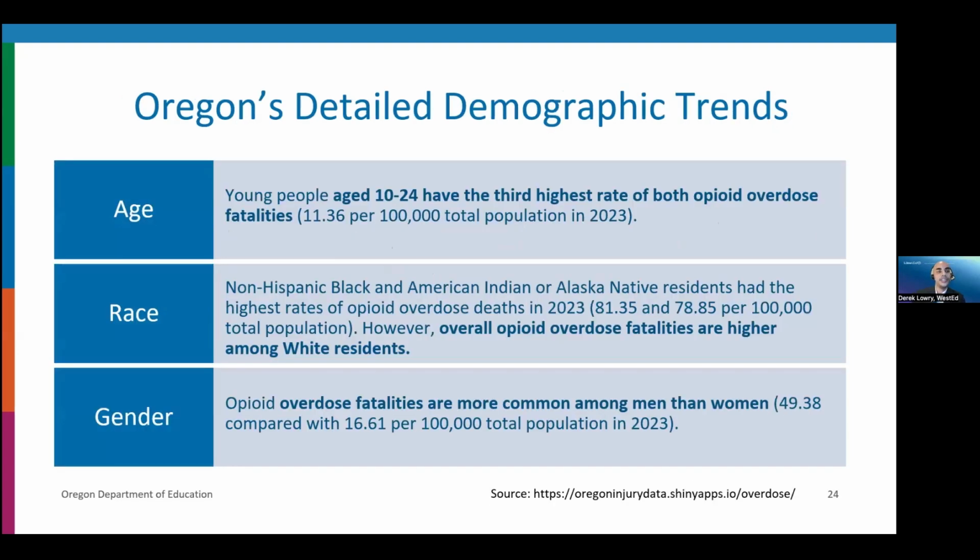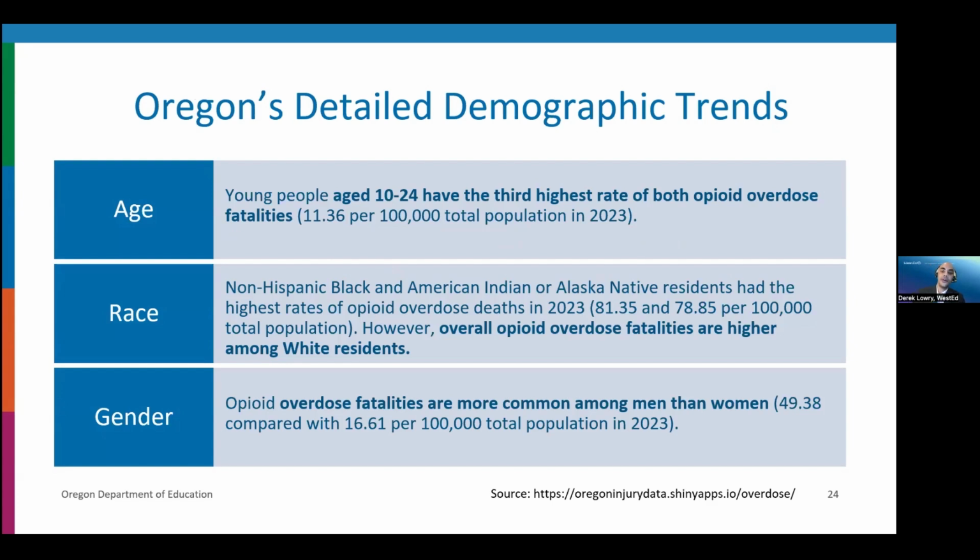So, Oregon's detailed demographic trends. This data highlights significant disparities tied to gender, age, race, and ethnicity. Males are particularly impacted with higher rates of opioid fatalities and usage compared to females. This actually aligns with national patterns where young men typically exhibit the highest rates of opioid-related deaths and are more likely than women to visit hospitals and emergency rooms because of an overdose due to opioid use.